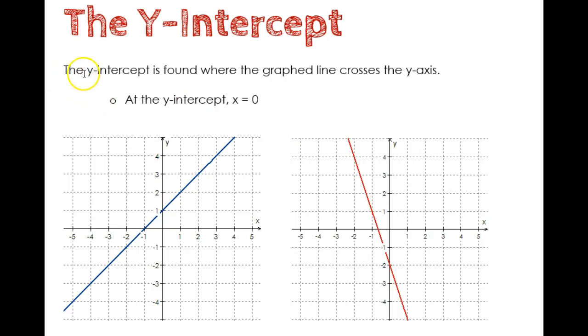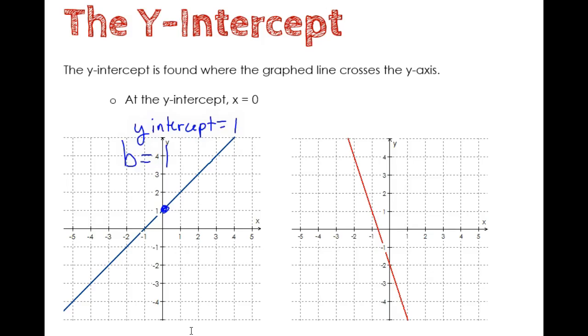Well, what is it? The Y-intercept is found where the graphed line crosses the y-axis. So if I look at my line, I'm looking to see where it crosses the y-axis. So on this first graph, I would say that my Y-intercept is equal to 1. Okay. Now the symbol for the Y-intercept, not really sure why, is B. So I would say that the value B, the Y-intercept right here, is 1.